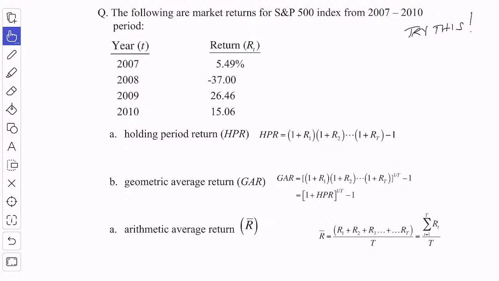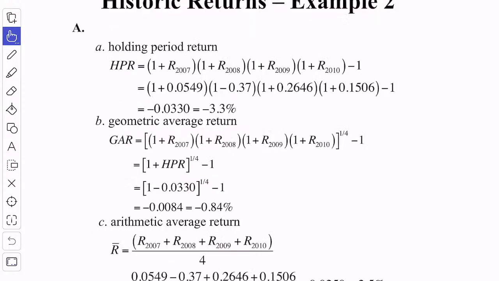So here are my results. So it's a negative. Very good. Here, a negative return for the holding period return. So if you invested $1, you lost 3.3 cents for every dollar. Okay.